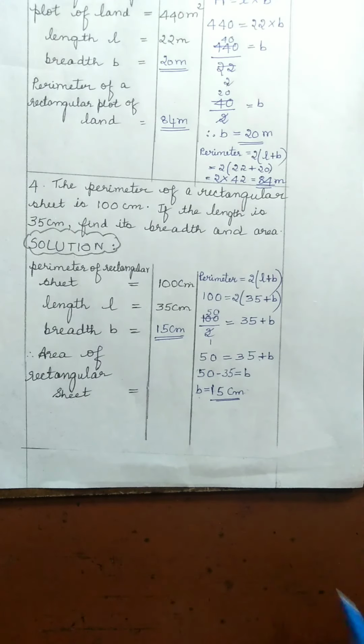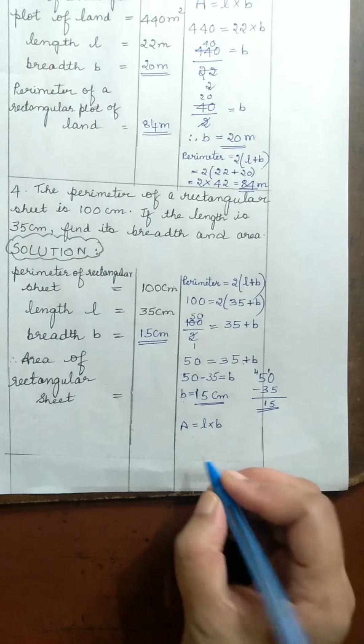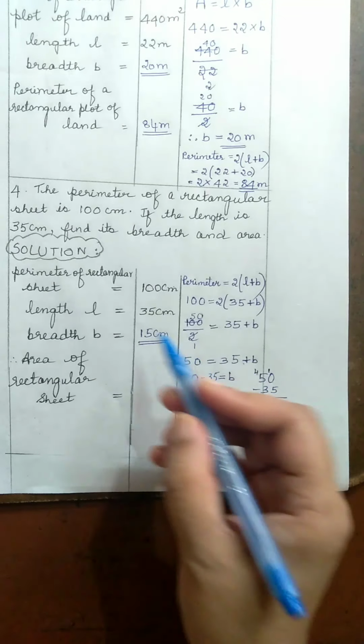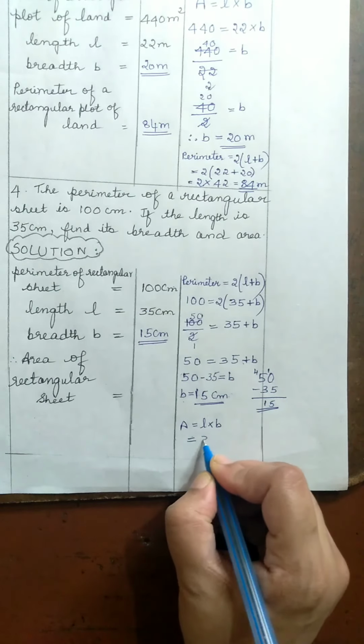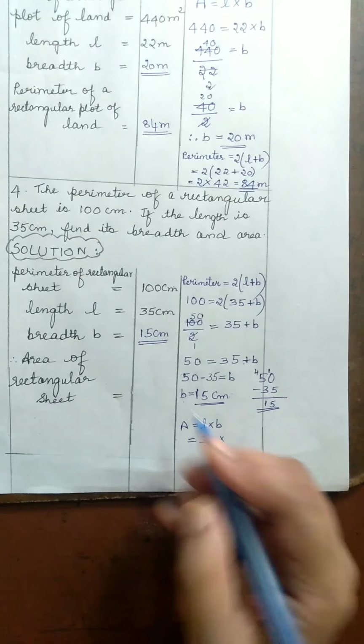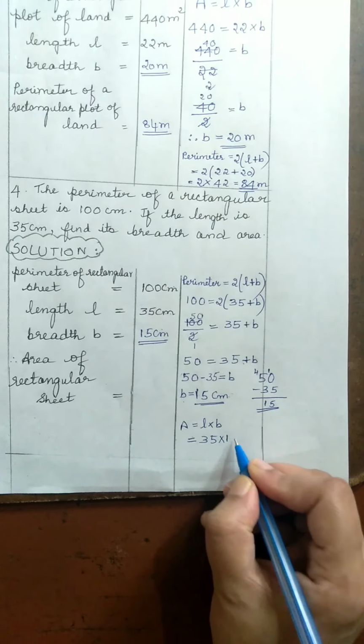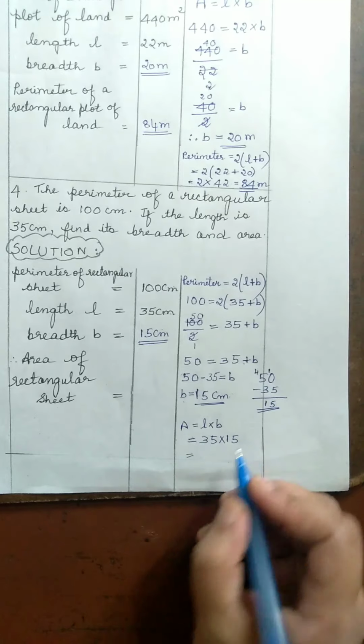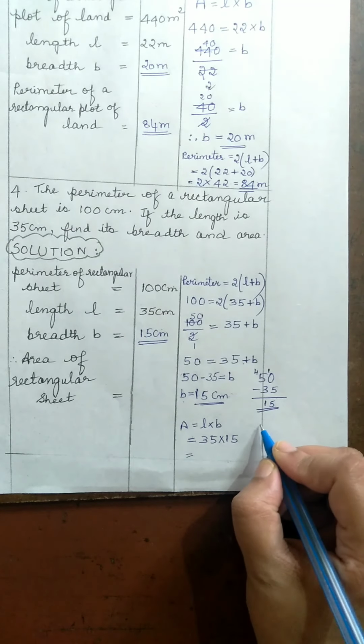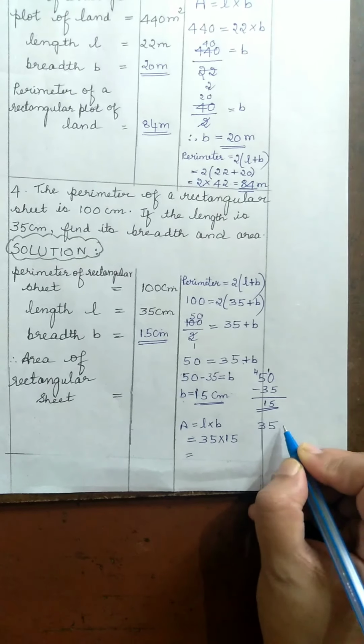Now, we need to find out the area of the rectangular sheet. We know the area of the rectangle is equal to length into breadth. On substituting the values of length and breadth, children, the length is already given, that is 35, into breadth is 15. Therefore, 35 into 15. So, children, 35 into 15.